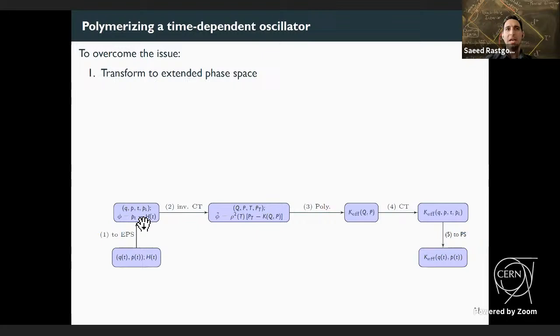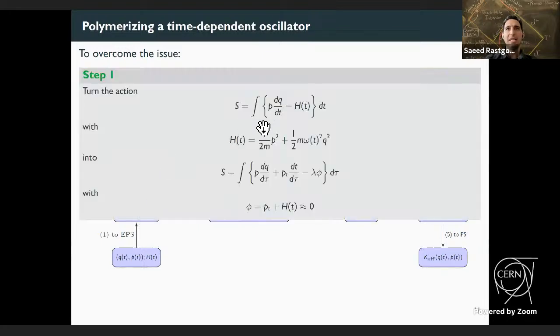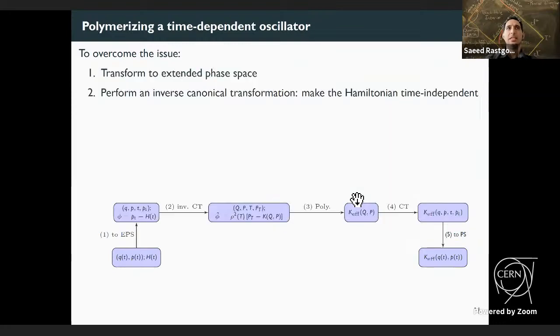In the second step, we will have this action in the enlarged phase space. This is the new action in the extended phase space, and this phi is our constraint, which makes sure that pt is equal to the Hamiltonian. And you see we have added p q-dot here; t is another q in the enlarged phase space, and this is our Hamiltonian related to the pt. The next step is we do a canonical transformation such that this system that we have in the large phase space now becomes time independent.